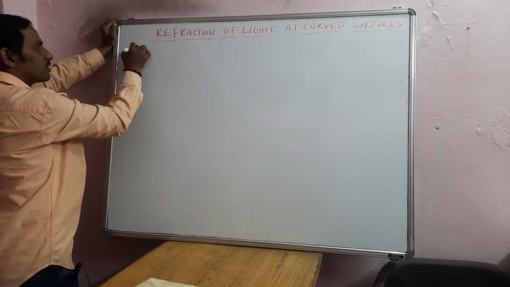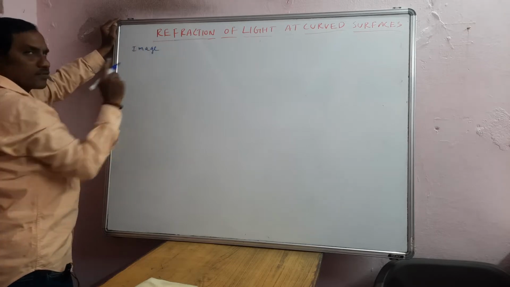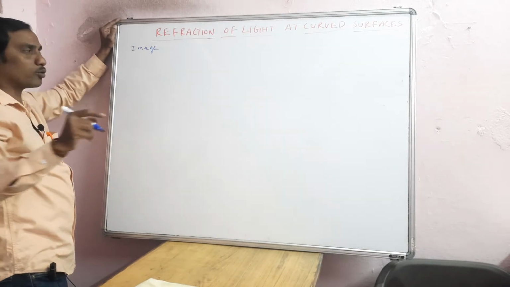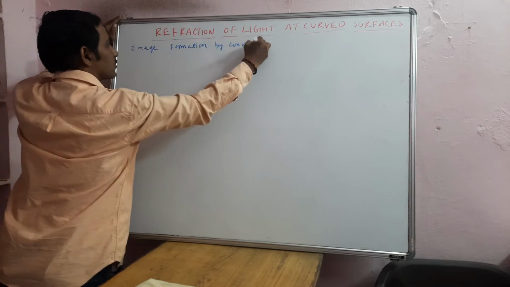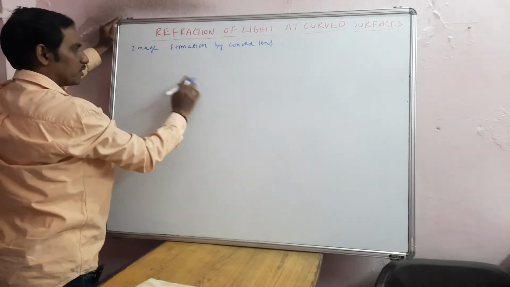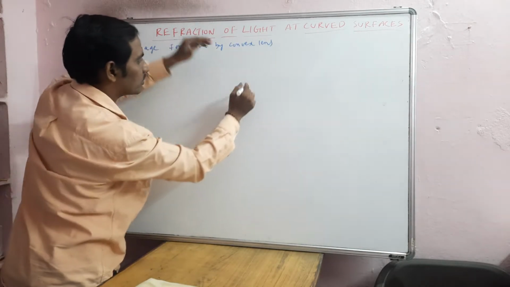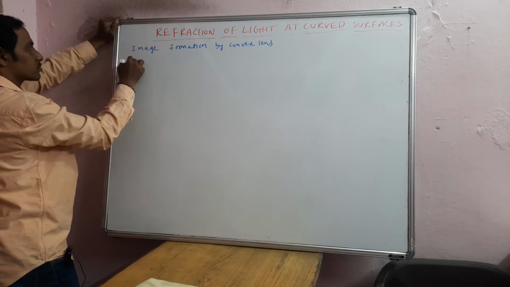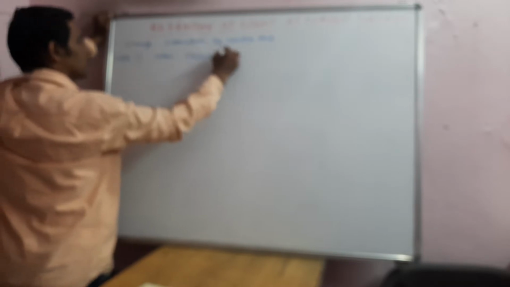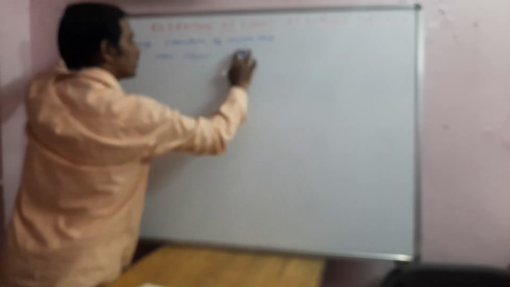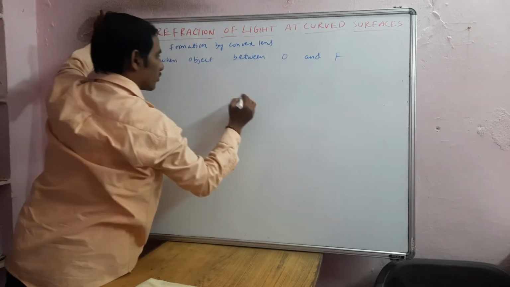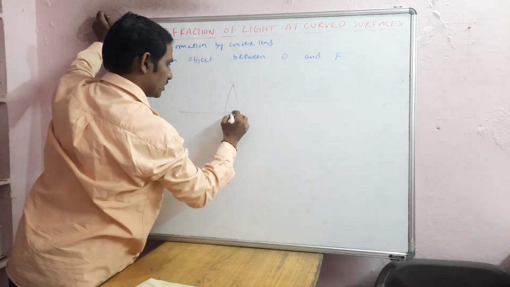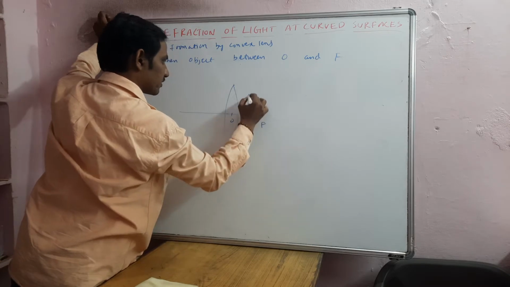So what we are going to learn is image formation by convex lens, first case, that is when the object is between F and O. We need a tall image, so we'll try to draw this. Case 1: when the object is between O and F. O means optic center and F means focal point. For example, like this we do. This is O, this is F. So now take this.